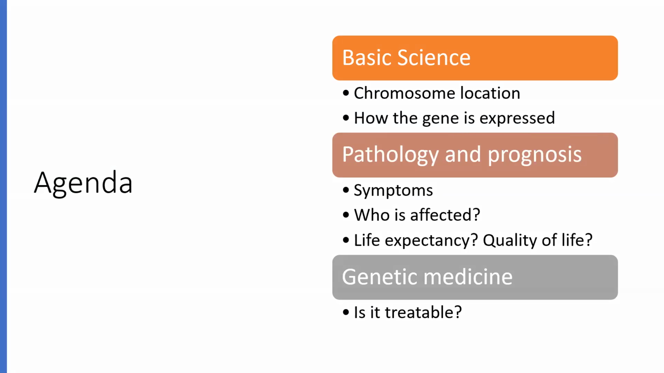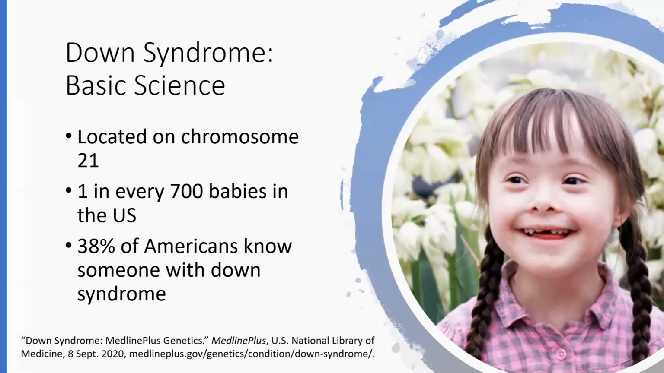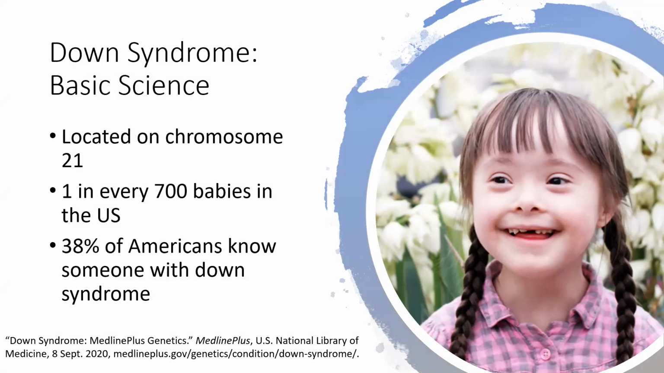We're also going to be talking about the pathology and prognosis, the symptoms, who is affected, the life expectancy, and the quality of life of individuals that have Down syndrome. And we're also going to be talking about the genetic medicine and if Down syndrome is treatable or what treatment options are available. So, the basic science of Down syndrome.